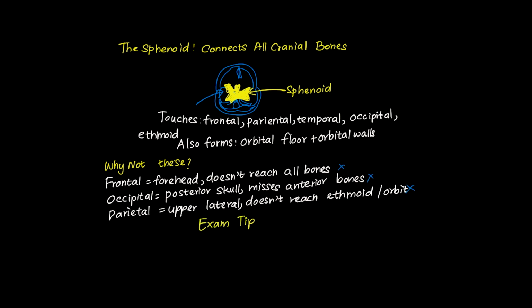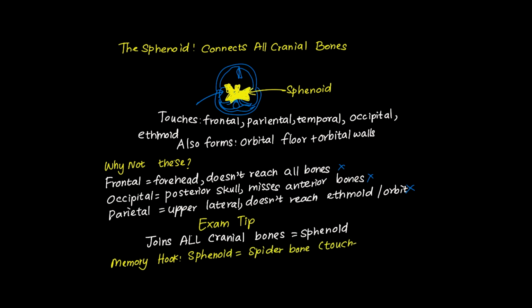Here's a WGU D312 OA exam tip for you. If a question says joins all cranial bones or articulates with the most bones, that's the sphenoid. Quick hook: sphenoid equals spider bone. It sits in the middle and reaches out to touch everything.